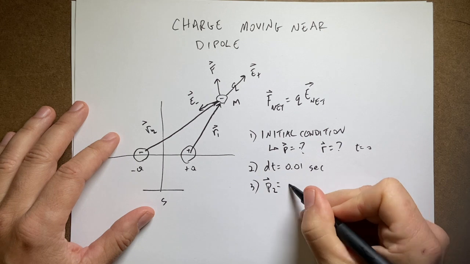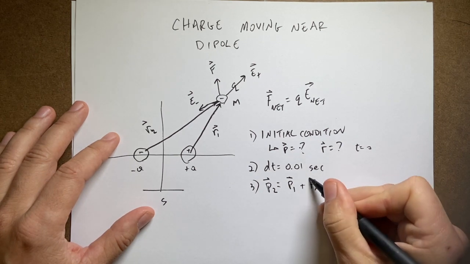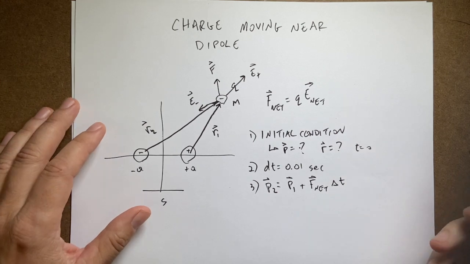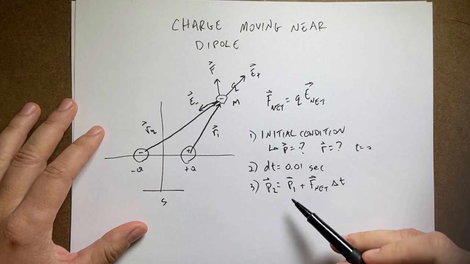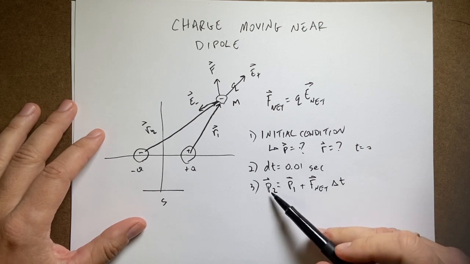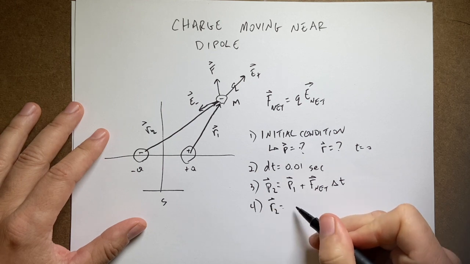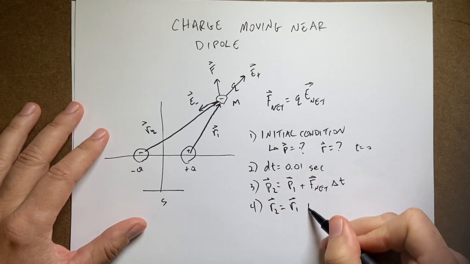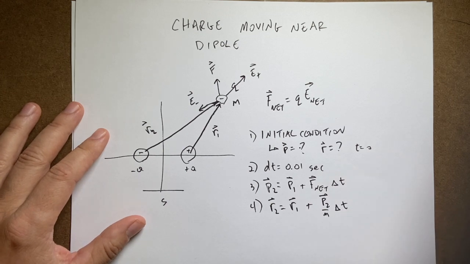P2 is P1 plus F net delta t. And this is true. I switched from dt to delta t. I'm sorry. This is true. Okay, I can do that. Then I can use this final momentum to update the position. R2 equals R1 plus P2 over m, which is the velocity, times delta t.